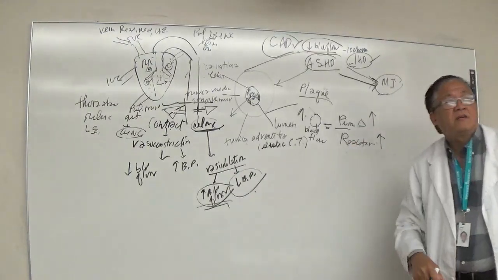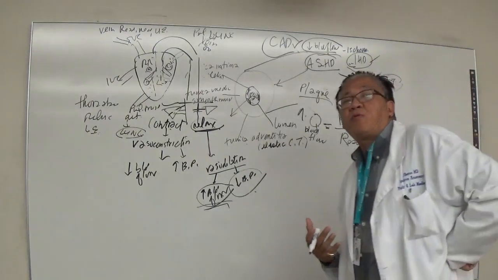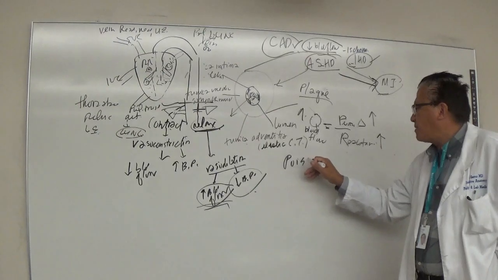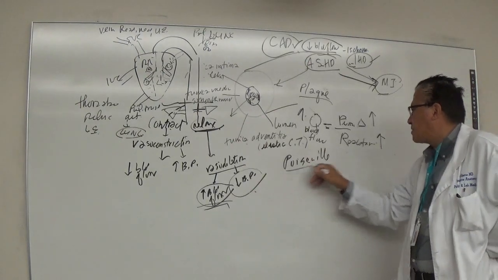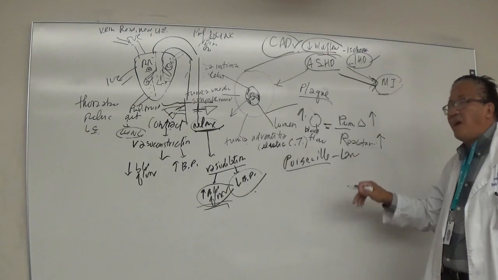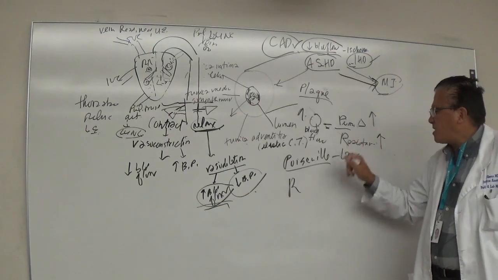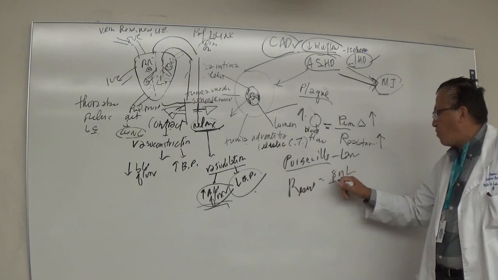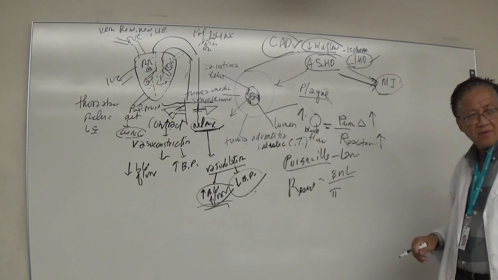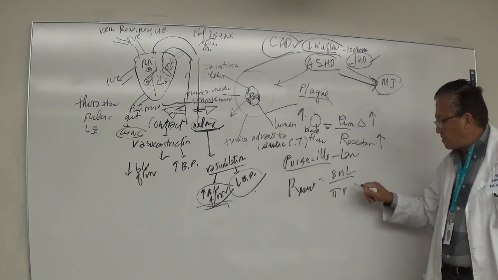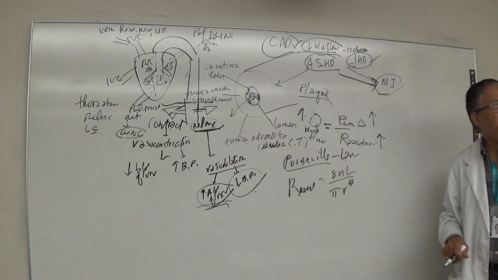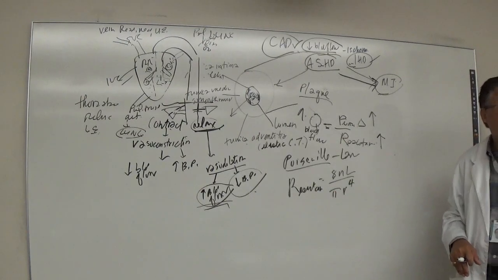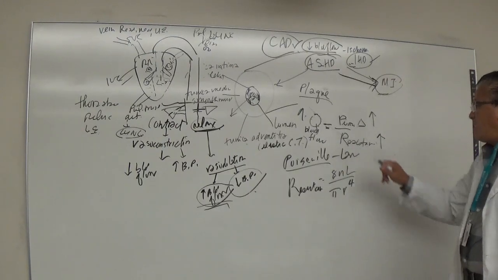Now, does anybody remember Poiseuille's law? It's in your book. This law is defined as R, which is resistance, equals 8ηL over πr to the fourth power. R, radius to the fourth power. Is this in your book? Did you memorize this formula? You should. I'll tell you why. This is resistance here, right?